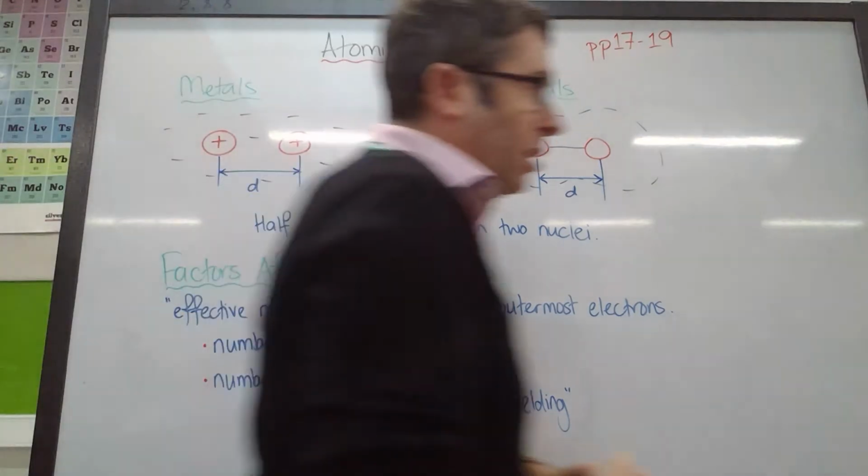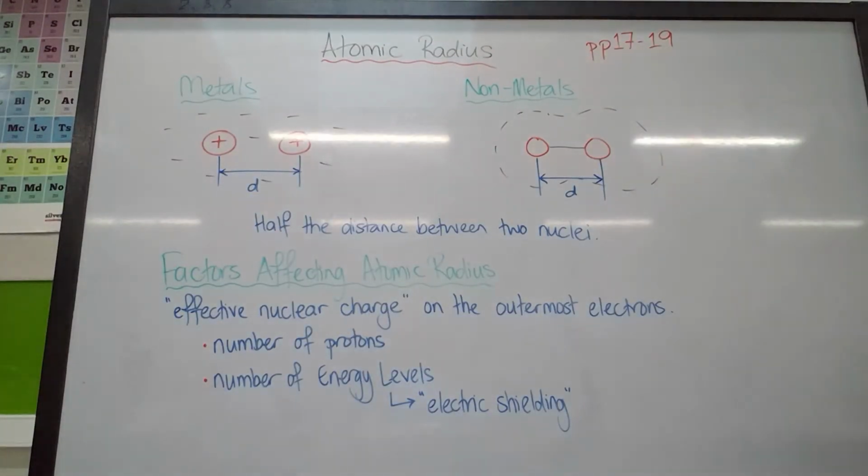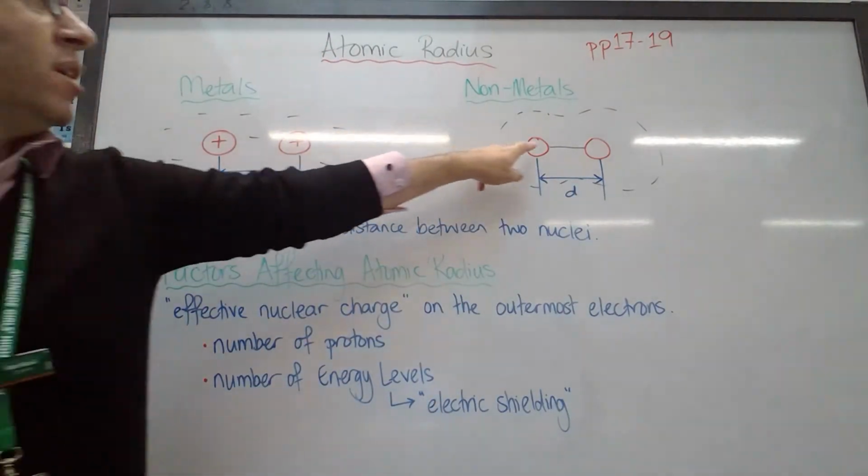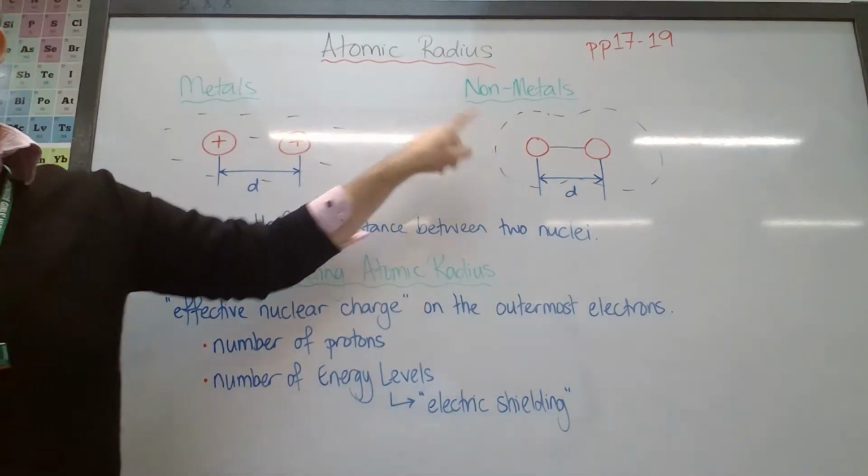For a non-metal, most of those can be turned into a molecule or, like diamond, a 3D network. So what we do is look at the distance between two nuclei that are bound covalently, and again we split that in half. That would therefore have to be the distance between the outermost electrons and the nucleus. So that's how it's worked out. But when we describe it, it is the distance from the nucleus to the outermost electrons.